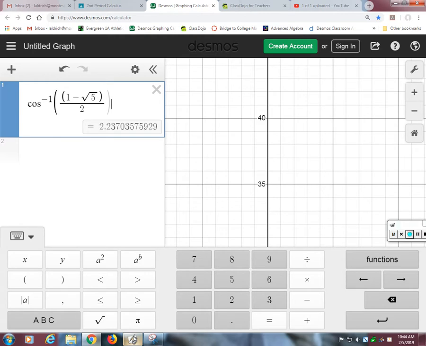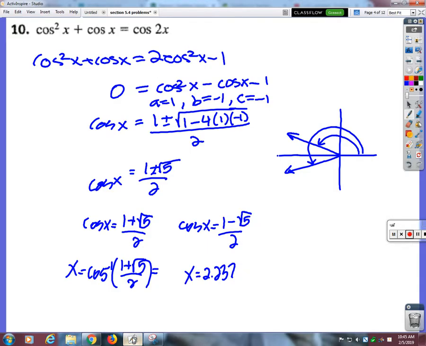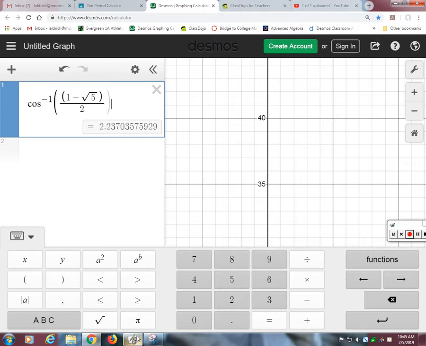You have to go inverse cosine and then parentheses, 1 minus the square root of 5, and then divided by, and then close the parentheses when you do 1 minus square root of 5. And then divide by 2 and then close the other parentheses. Because you are in degrees. Okay. All right, well, that was really gross. 2.237.